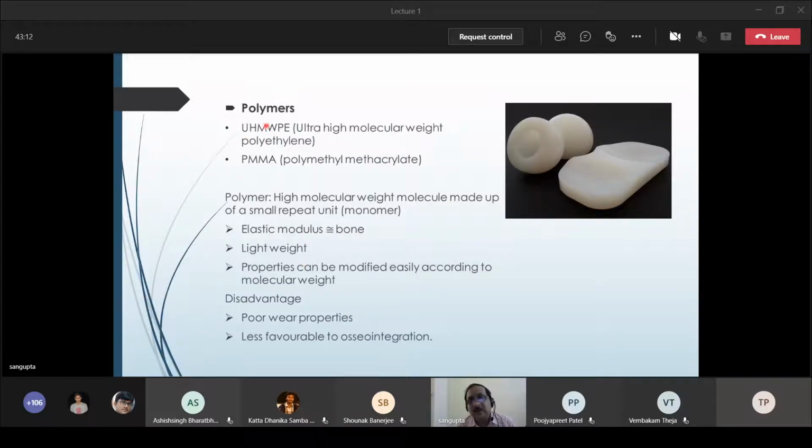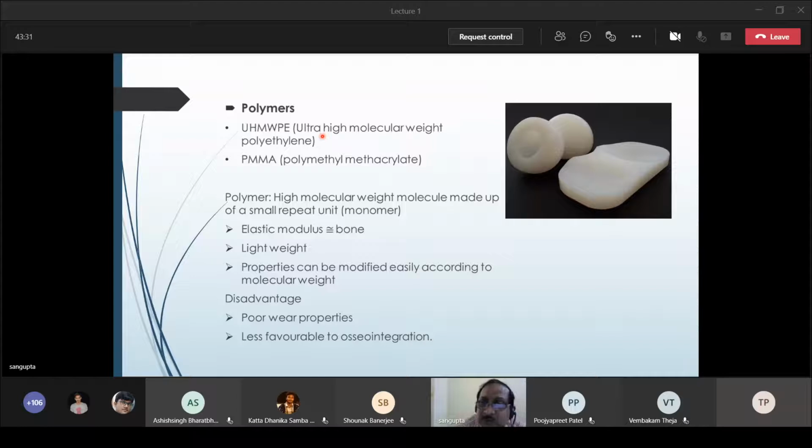Polymers, ultra high molecular weight polyethylene. As I told you, on the top, it has found applications in the tibial implant, the knee prosthesis. It has also found application in the acetabular component.